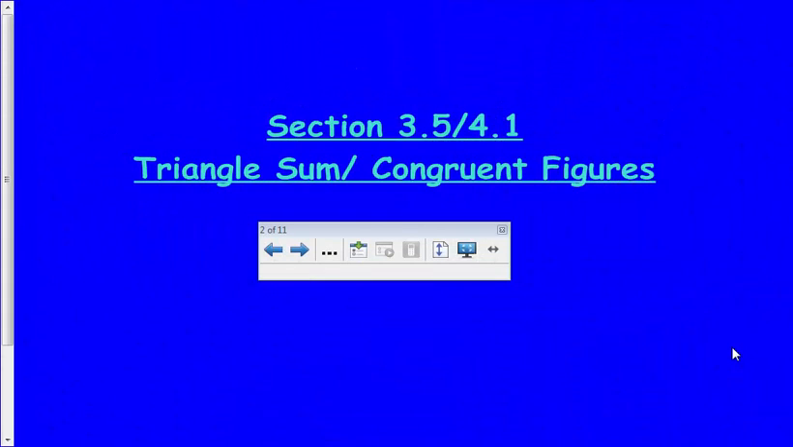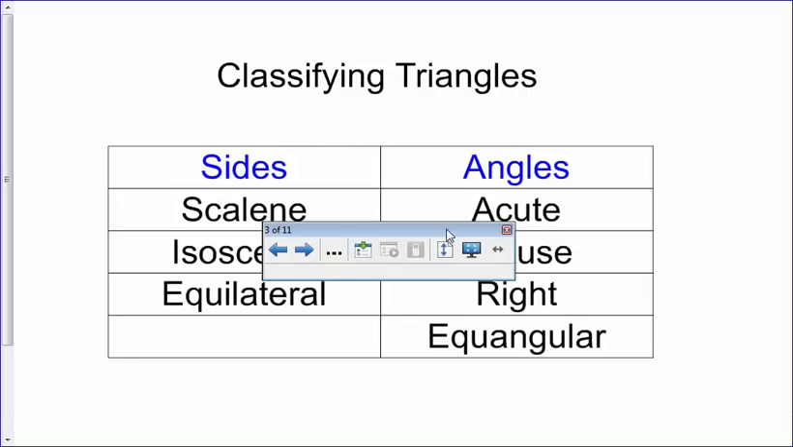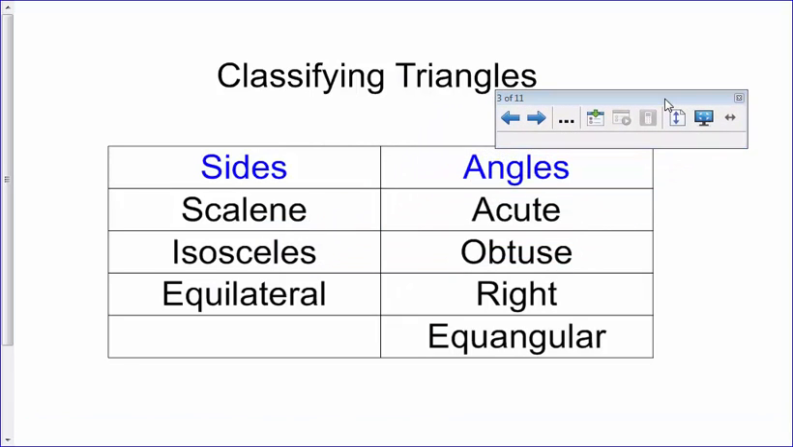All right, today we're doing section 3.5 and 4.1. It talks all about triangle sum and congruent figures, and mainly congruent figures with triangles. This whole chapter is devoted to triangles. So let's think back to your prior knowledge of triangles.